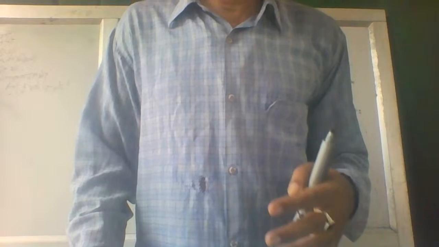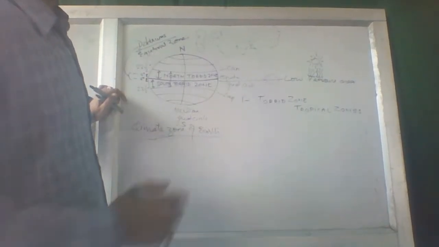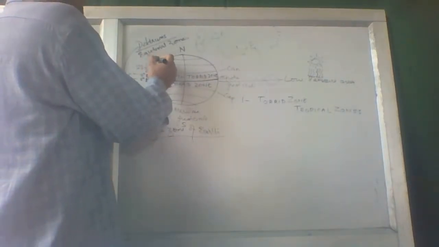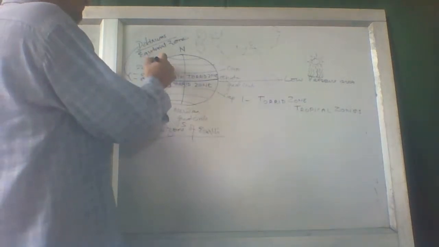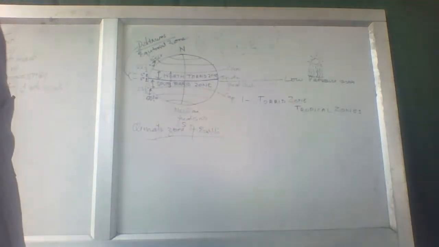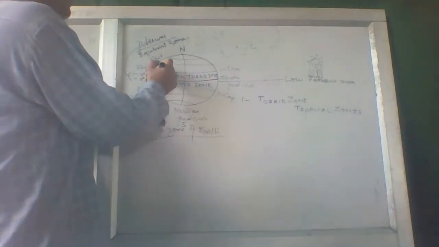Now the temperate zones. What are the temperate zones? The north temperate zone means 23.5 degrees north to 66.5 degrees north. And the south temperate zone is again the same, from this area up to 66.5 degrees towards the south. This area is known as the temperate zone. The center area was the torrid zone, and now this is called the temperate zone.